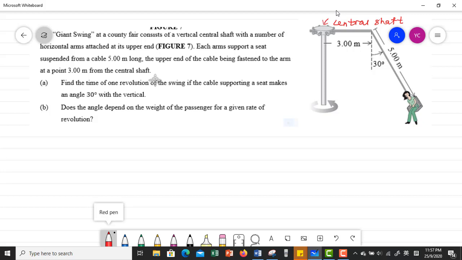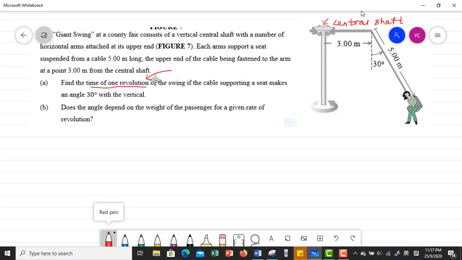Attached at its upper end, each arm supports a seat suspended from a cable 5 meters long. The upper end of the cable is fastened to the arm at a point 3 meters from the central shaft. Find the time of one revolution of the swing if the cable supporting a seat makes an angle of 30 degrees with the vertical. So we want to find the time of one revolution.